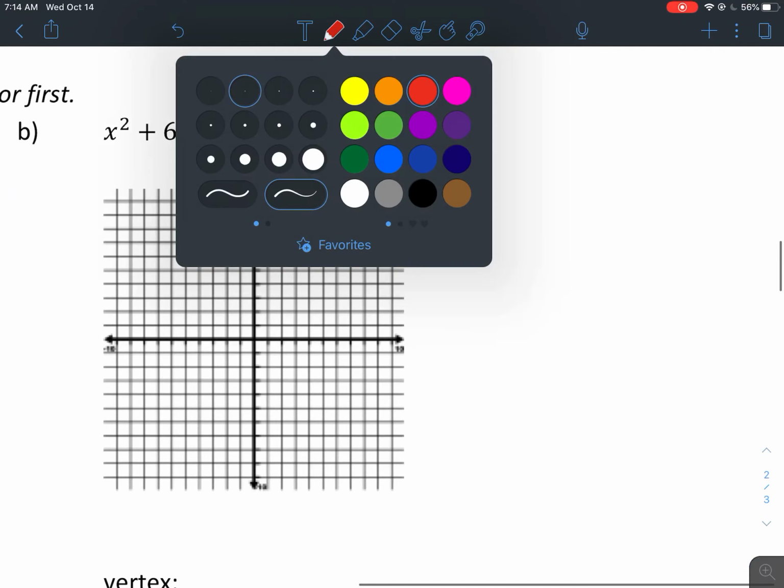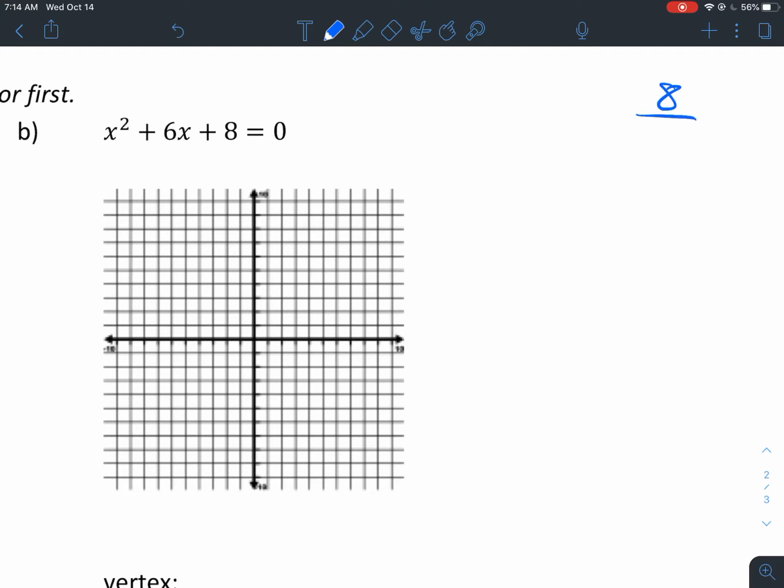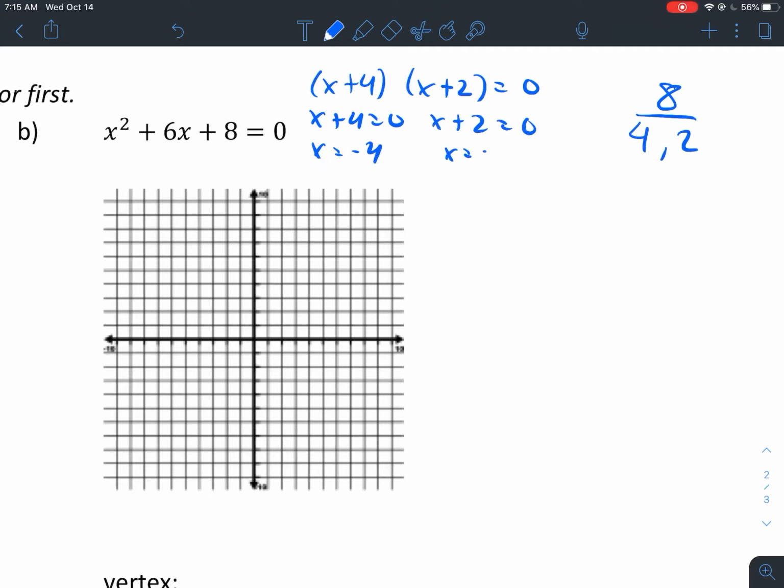So, of course, we need to factor this again. I have to figure out what multiplies to give me 8 and is going to add to give me a positive 6. So that's going to be a 4 and a 2. So I have x plus 4 times x plus 2. Now I'm going to set each of these equal to 0. So I get x equals negative 4 and x equals negative 2. So my two zeros are going to be negative 4, comma 0 and negative 2, comma 0. 1, 2, 3, 4. 1, 2. It's going to be an interesting looking graph.